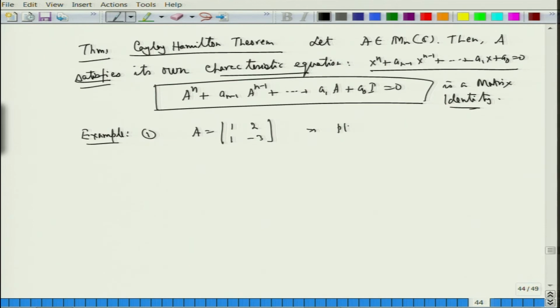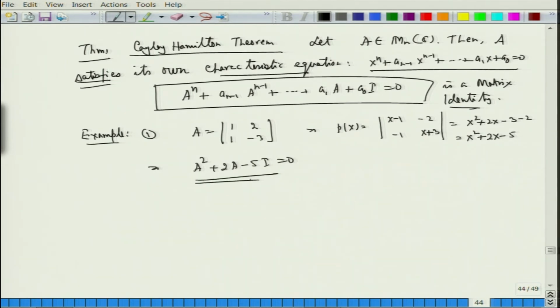So, P of lambda, or P of x, will be equal to the determinant of x minus 1, minus 2, minus 1, x plus 3, I hope I am correct, which is equal to x square plus 2x minus 3 and minus 2, which is the same as x square plus 2x minus 5. So, this implies that A square plus 2A minus 5 times identity is 0. Fine. Is that okay? This is what you get.